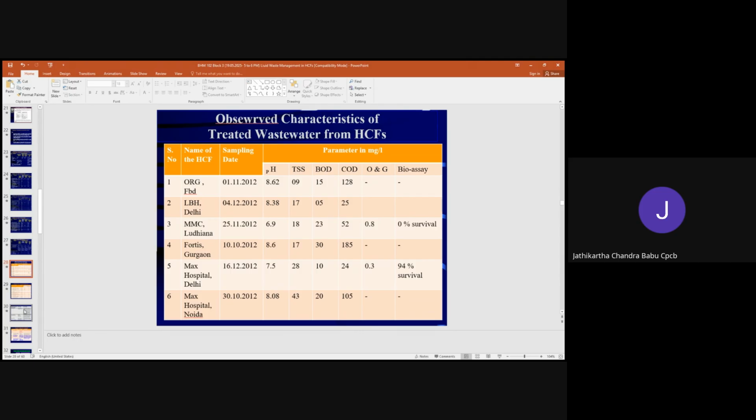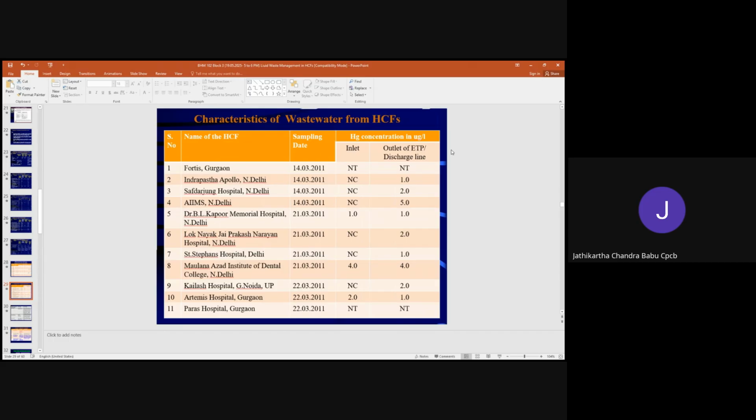I just want to show you these are the hospitals where I have monitored at the time. This is the liquid waste characteristics which I have observed, and at the outlet of the ETP, the mercury concentration we have also analyzed. We observed some sort of mercury even in the emissions in a few hospitals, like Indraprastha hospital observed one, and if you have seen AIIMS, New Delhi, I have seen it somewhere in 2011. I am telling you, it is very old data.